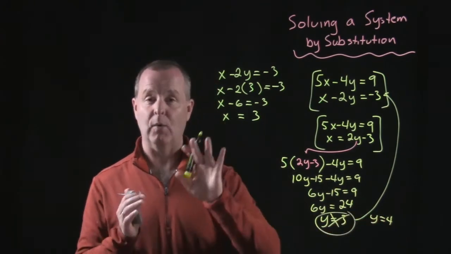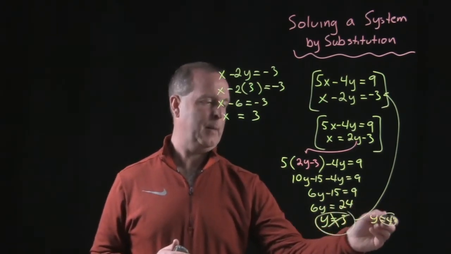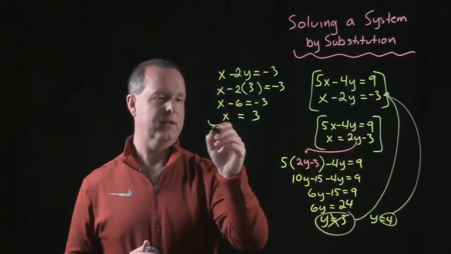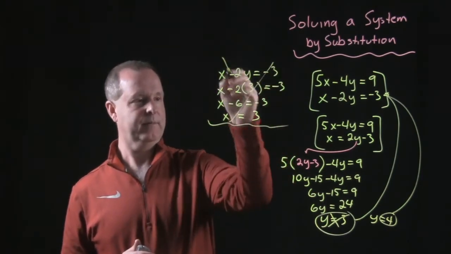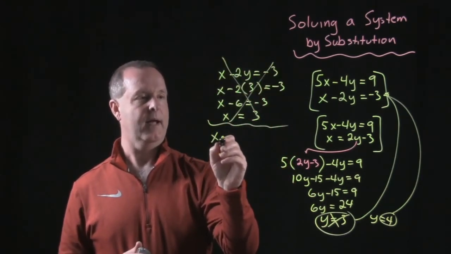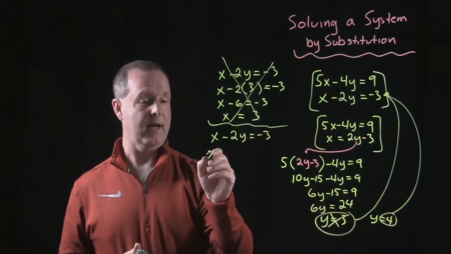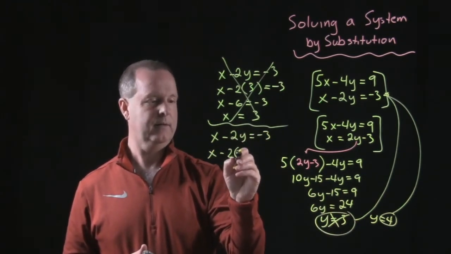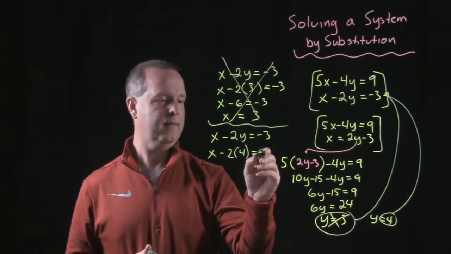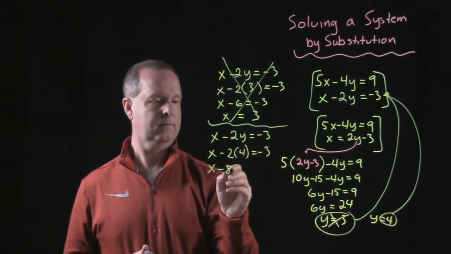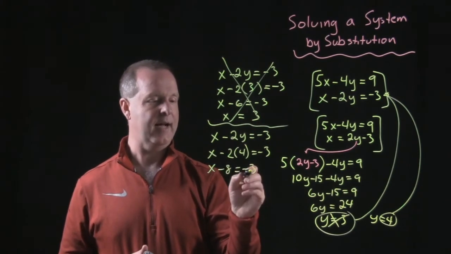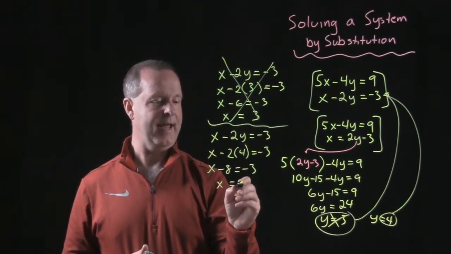All right, let's take the correct value of y this time and put it into those equations. So scratch that. Start again. x minus 2y equals minus 3. Put in a 4 this time because that's the correct value of y. Add 8 to both sides, and I get x equals 5.